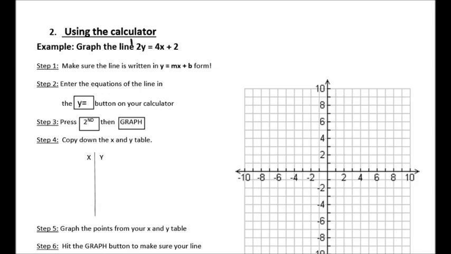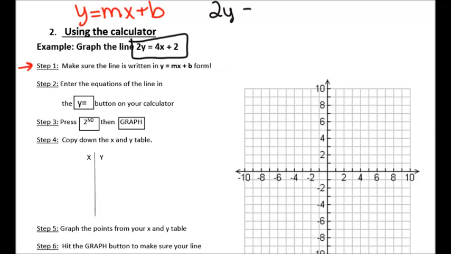Following the same steps, we want to graph this line right here: 2y equals 4x plus 2. So the first step is to make sure that it's written in the proper form, y equals mx plus b. Is this line written in the correct form? No. So we need to solve for y.